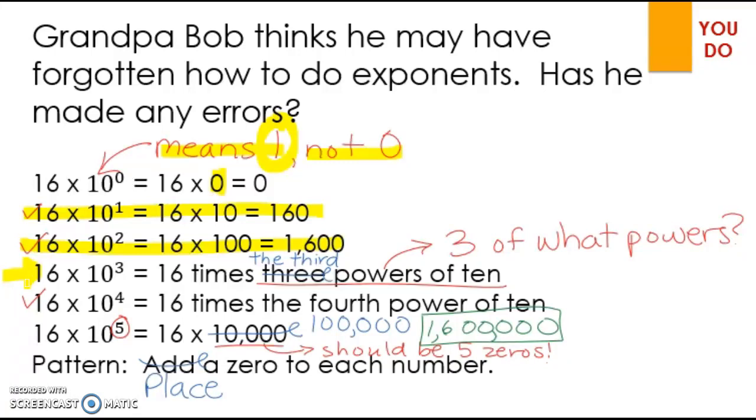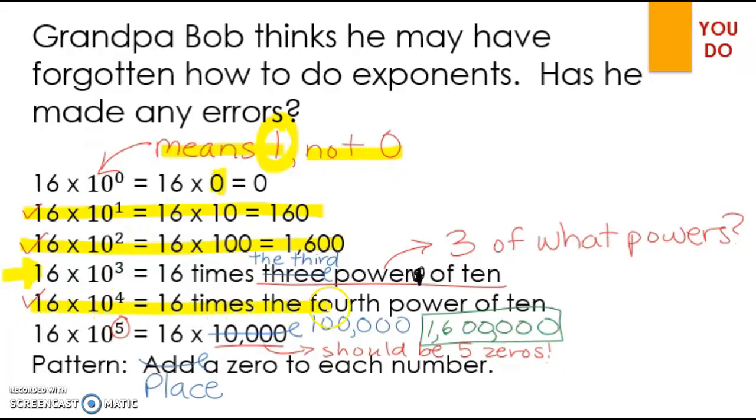Grandpa Bob says that 16 times 3 powers of 10. Well, what are the 3 powers of 10, or 3 of what powers? He says it incorrectly. It actually has to be 16 times the third power. We would get rid of the S. 16 times the third power of 10. We don't want to say 16 times 3 powers of 10 because then our question will be, what are the 3 powers? We don't know because it's not said.